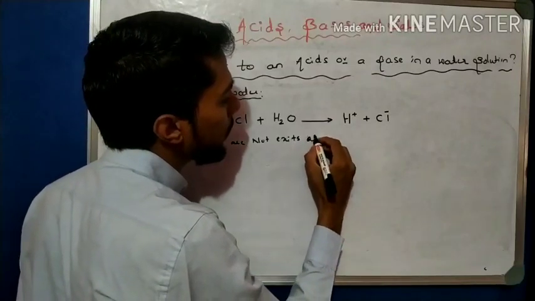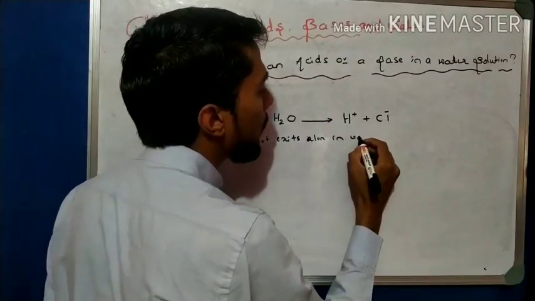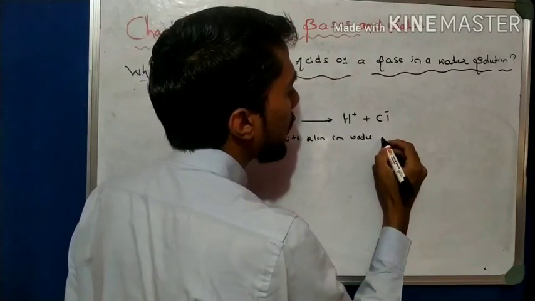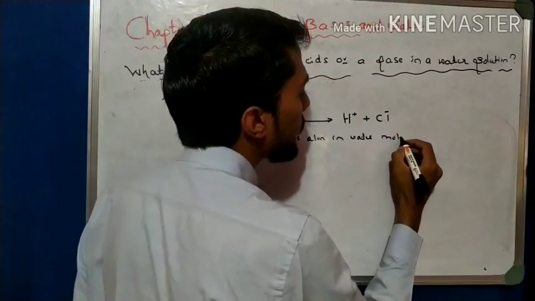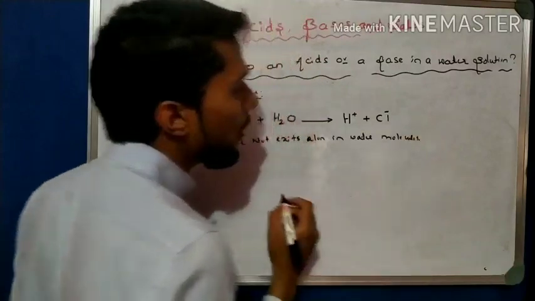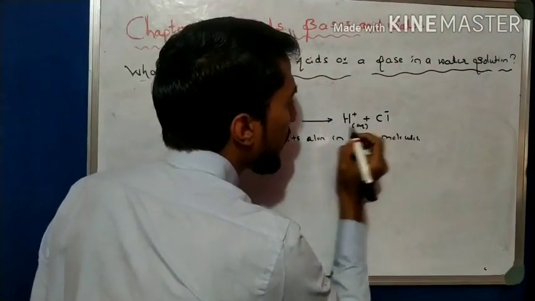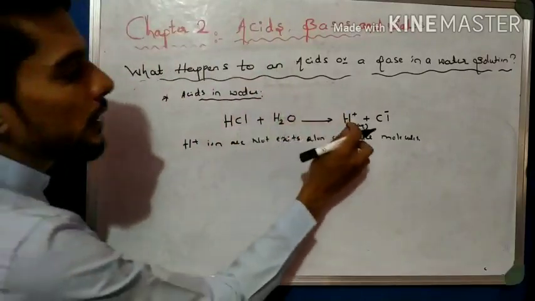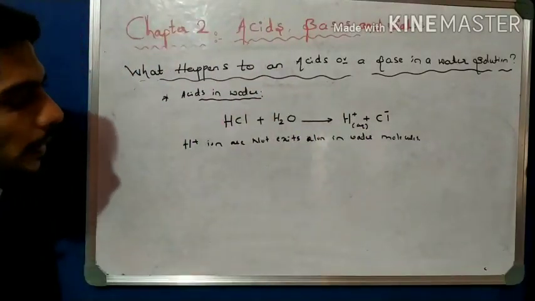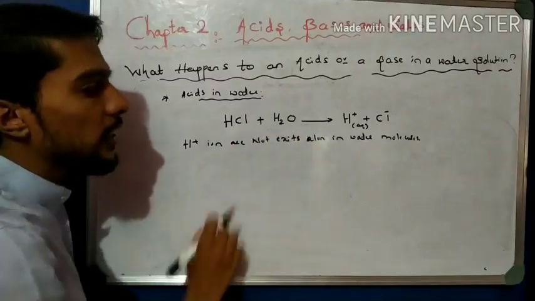H plus ions exist alone in water molecules. Right? They do not exist alone in water molecules. Because of that, we take H plus aqueous here, because this is dissociated in water. So H plus ions do not exist alone in the water.